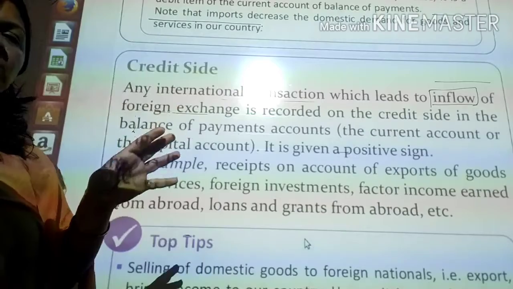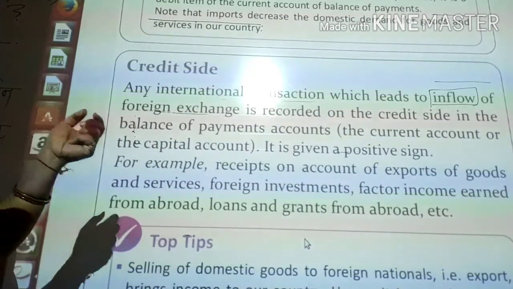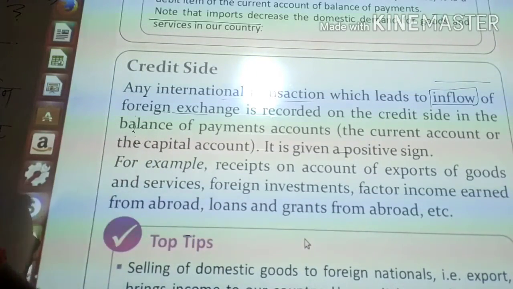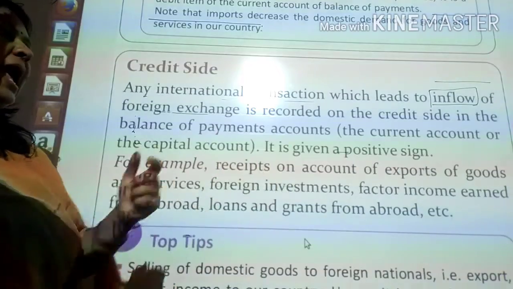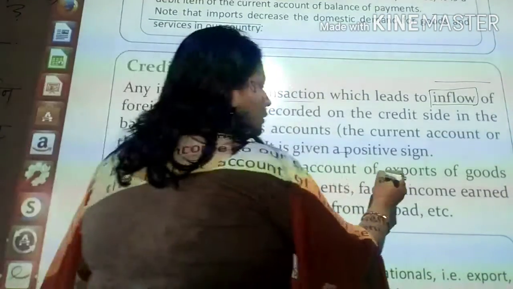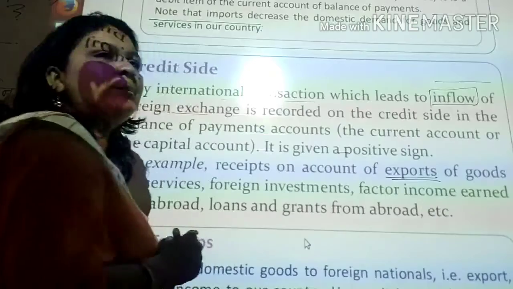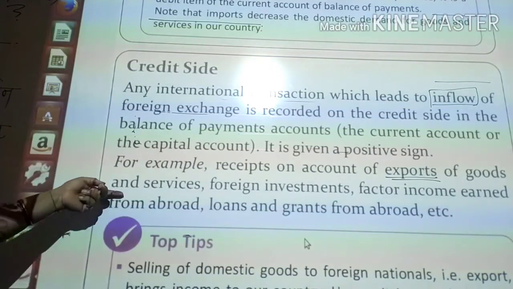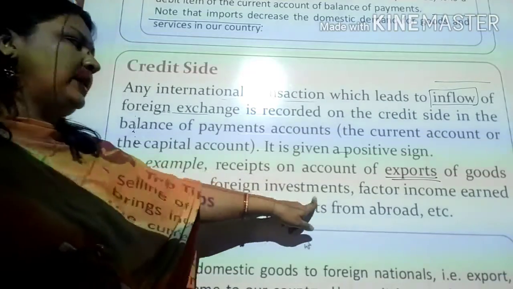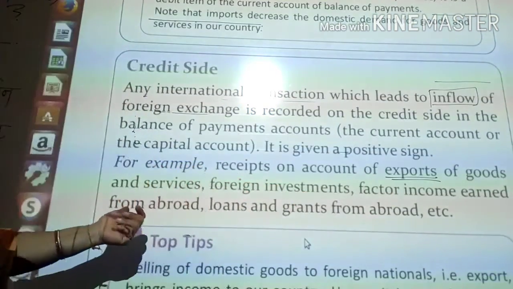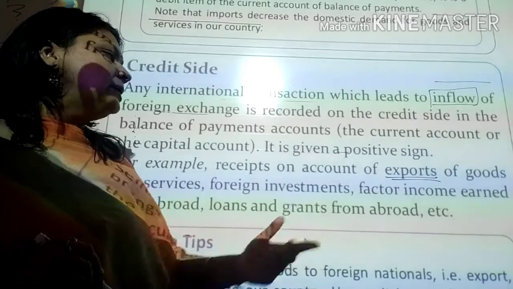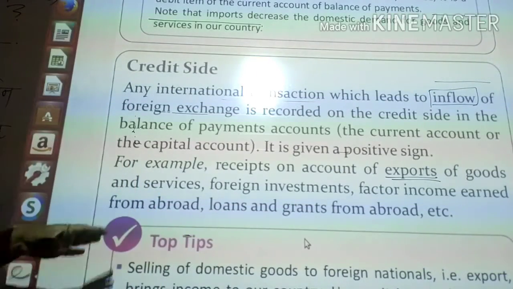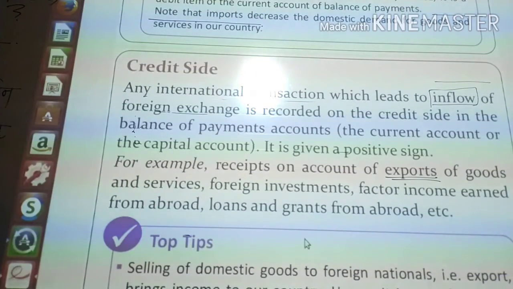But when we are talking about goods and services, it shows in the current account. For example, receipt on account of exports of goods. When we are talking about the outflow, it is the import of goods. When we are talking about the inflow, it is the exports of goods and services, foreign investment, factor income earned from abroad, and loans and grants from abroad. These are some examples of the inflow of foreign exchange.